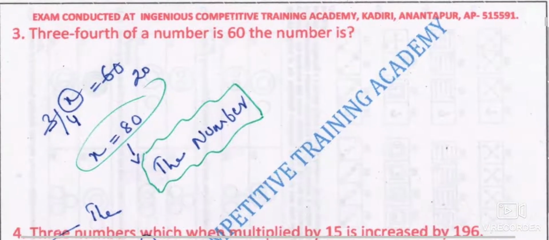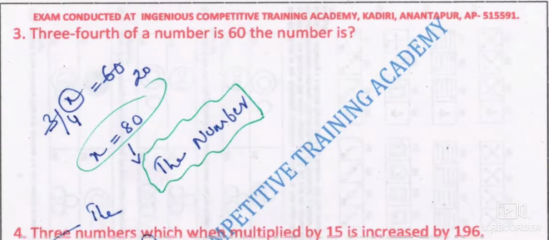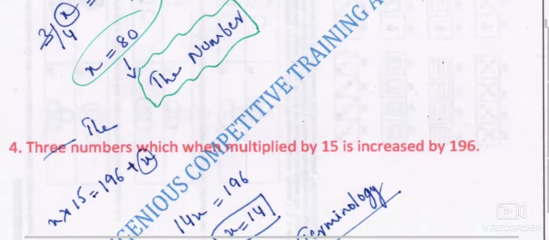Next we have: 3/4 of a number is 60. What is the number? In this case, 3/4 of x is equal to 60. So x equals 80 is the right answer. That is the number which is required.